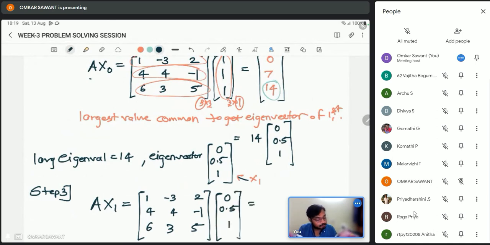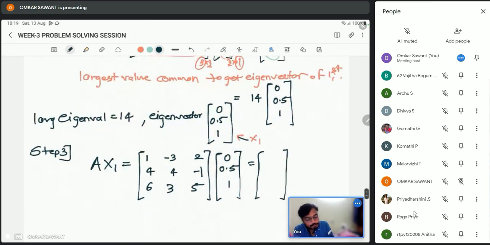So tell me the value in the second iteration. The product value A x1. It's very simple. Calculate and tell me what will be the value. 1 minus 3 2, 4 4 minus 1, 6 3 5, times 0, 0.5. Anyone? Raga Priya?